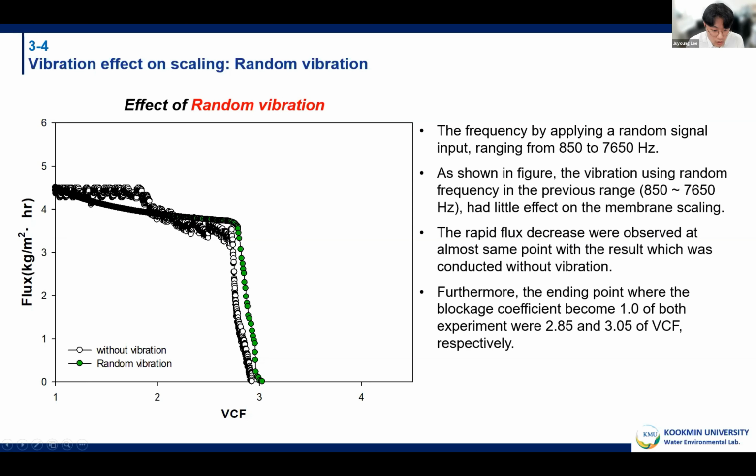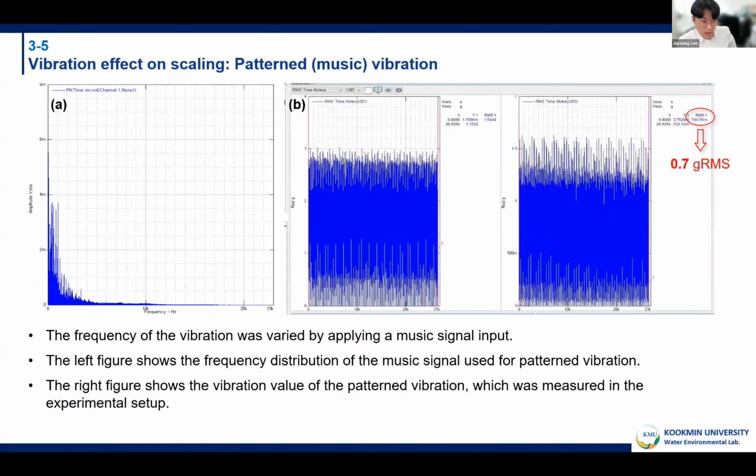Furthermore, the ending points where the blocking coefficient becomes 1.0 in both experiments were 2.85 and 3.0, respectively. Since the random signal input was not effective, we tried to find a different signal input for the vibration. Here we selected a music file as the signal input.